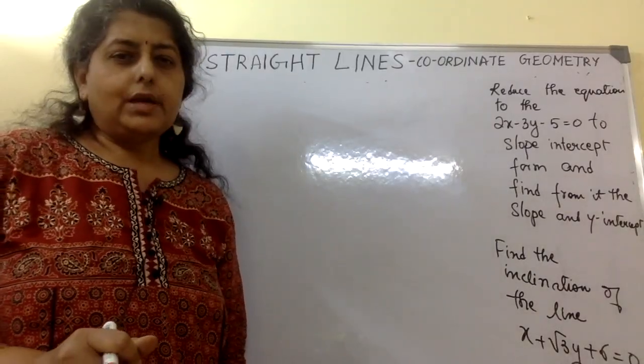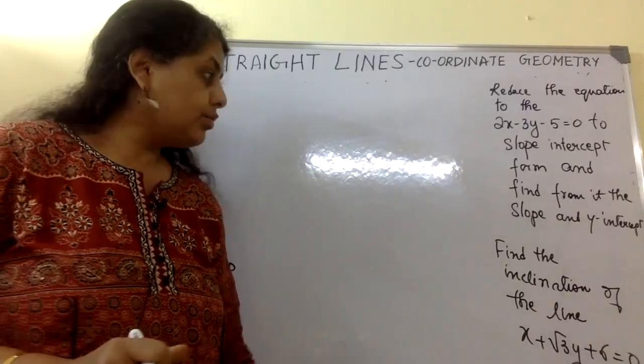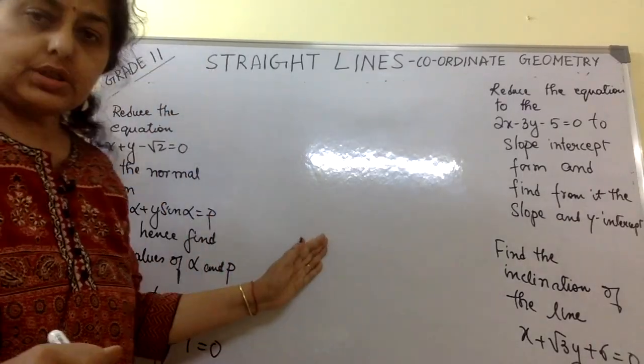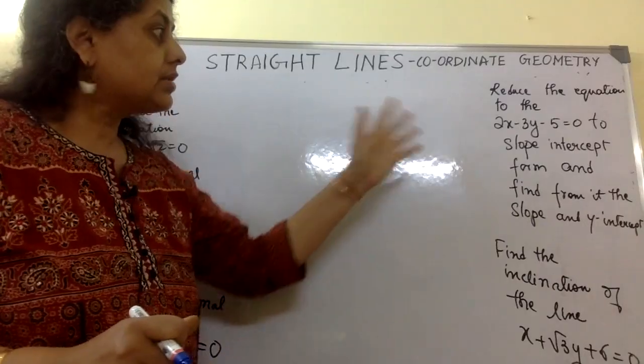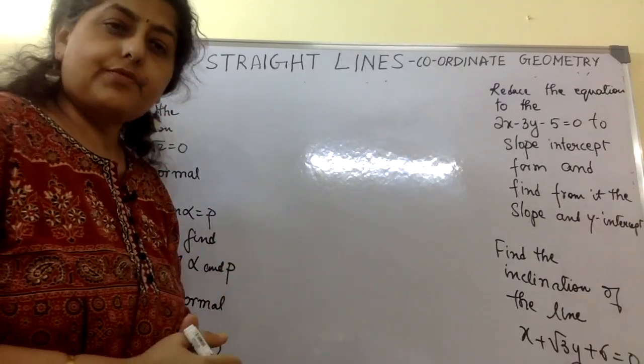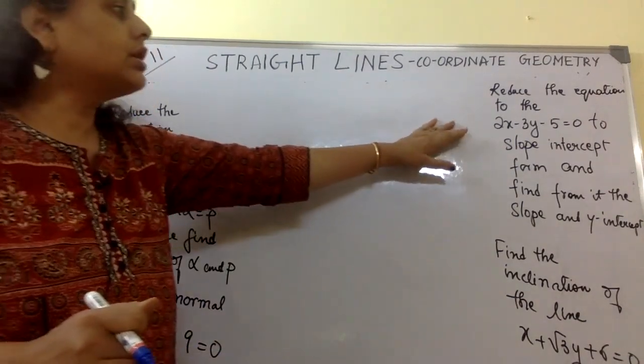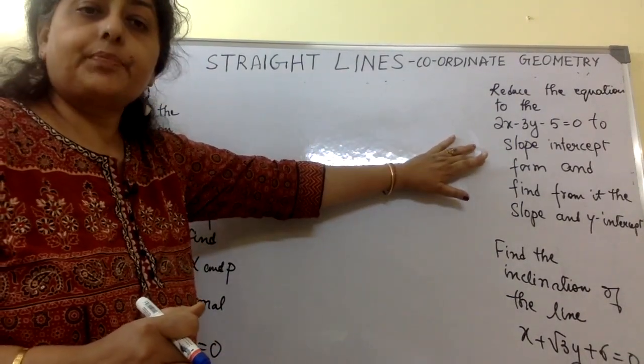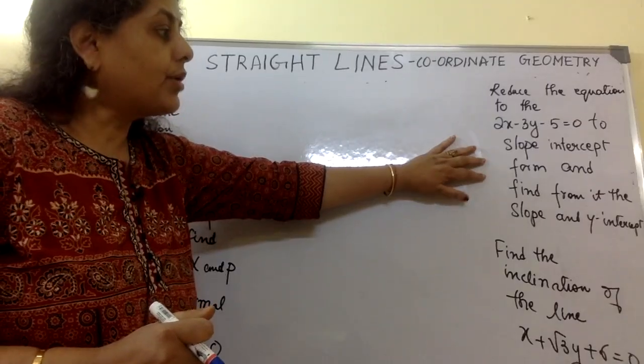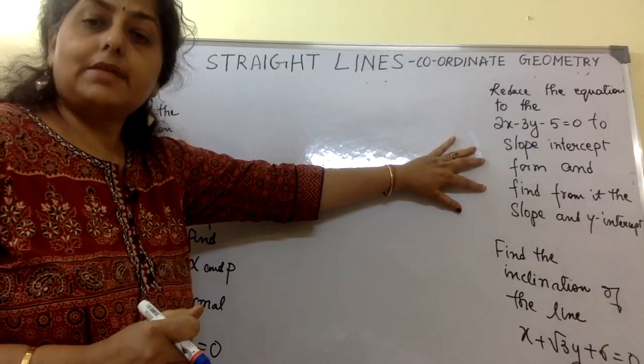So what we are going to do now is a few questions based on all the types of equations of lines that we have learned. Reduce this equation to slope intercept form, and find from it the slope and the y-intercept.